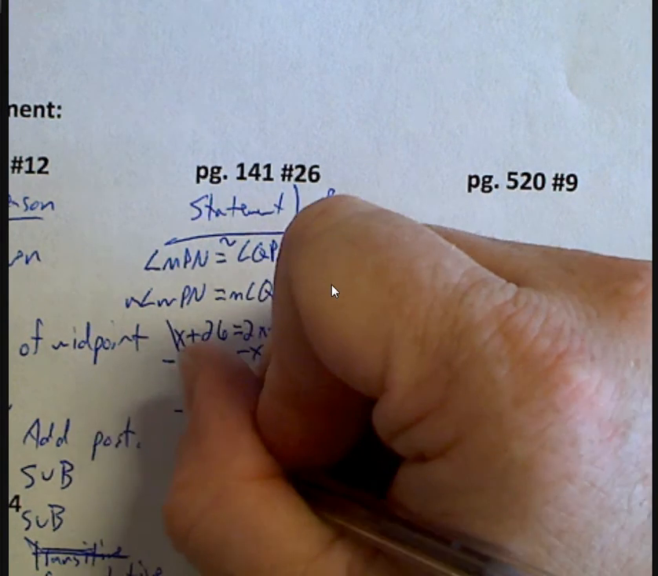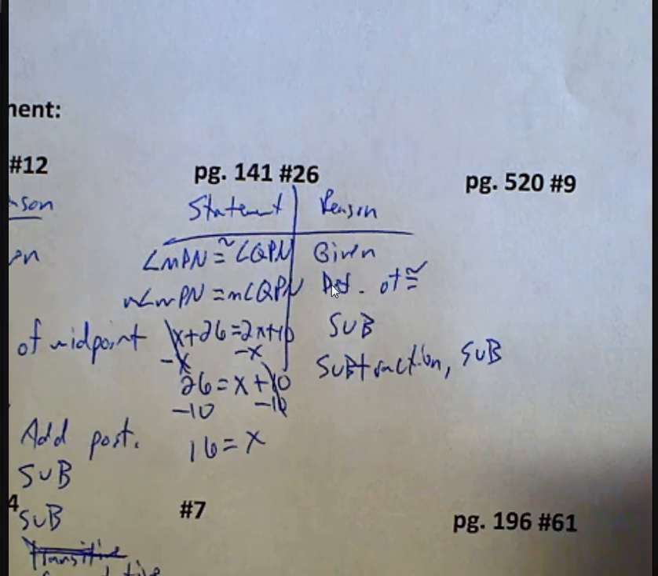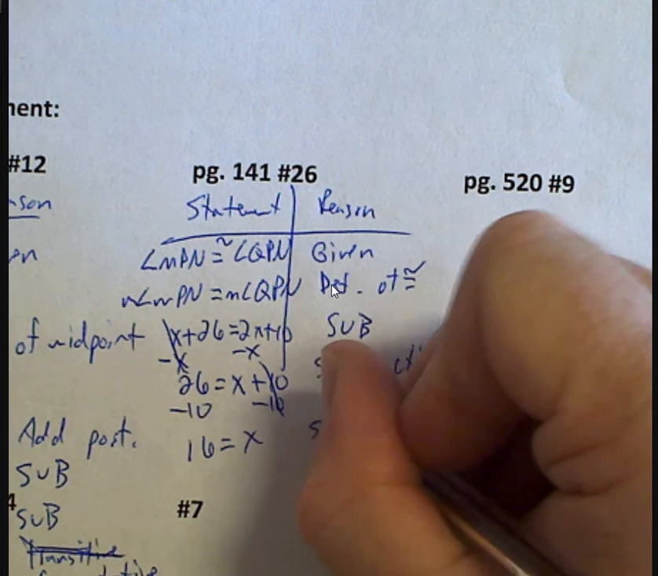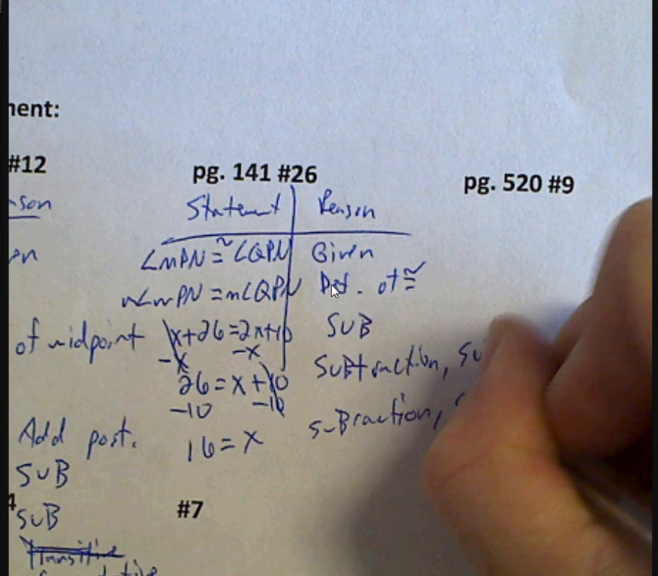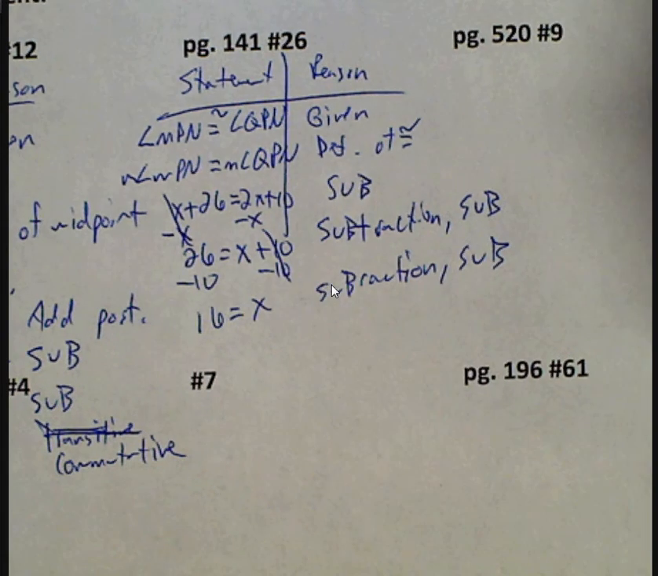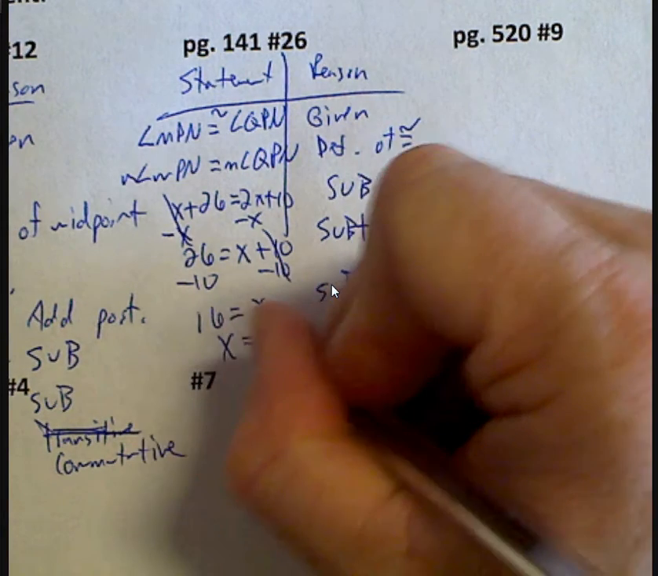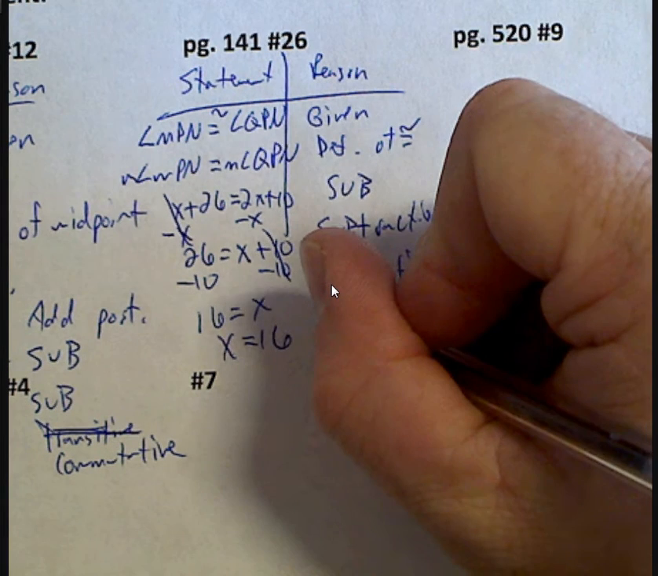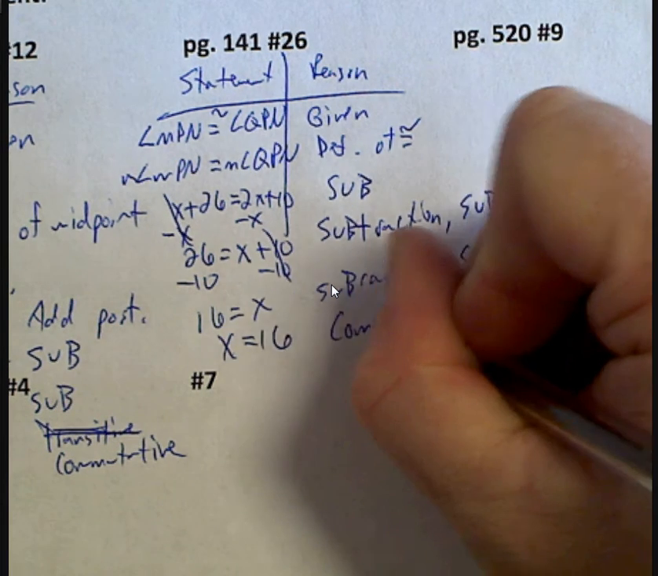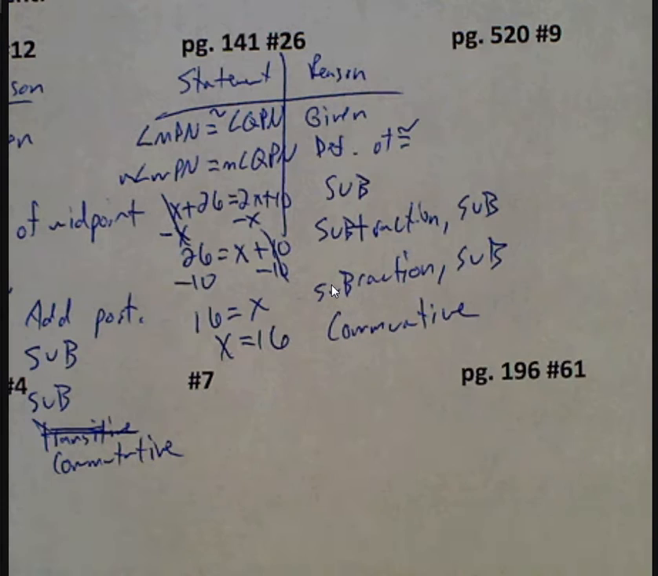If I get rid of the 10 now, I get 16 equals x, and I subtracted, subtraction property of equality, and I substituted. And I have to prove that x equals 16. So then what I do is I flip this. And the way in which I flip is this is the commutative property. So I'm done.